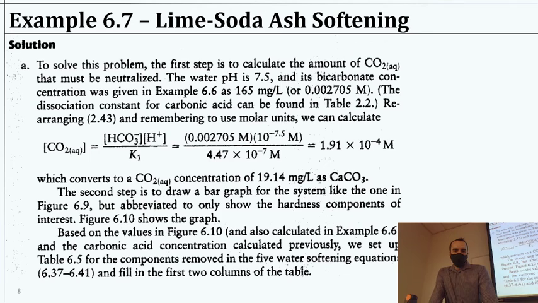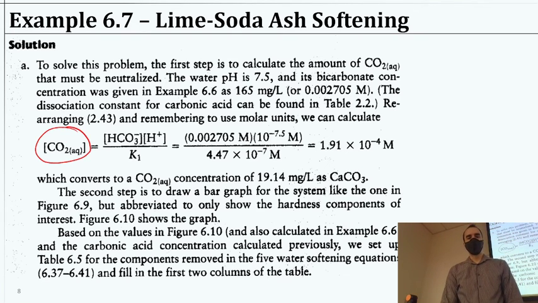Okay, to solve this problem, the first step is to calculate the amount of CO2 aqueous that must be neutralized. So that's step one, removal of dissolved CO2. The water pH is 7.5, and its bicarbonate concentration was given in that previous example as 165 milligrams per liter. Got the dissociation constant, and essentially what we can do is solve for the amount of carbonic acid. They keep writing this as CO2 aqueous. It's the same thing as writing H2CO3.